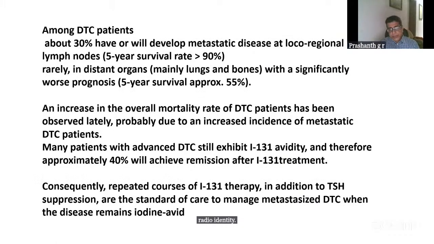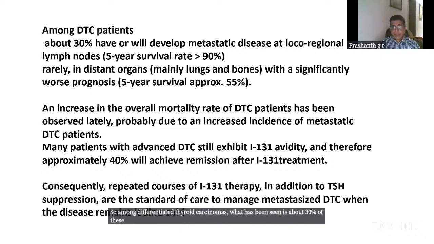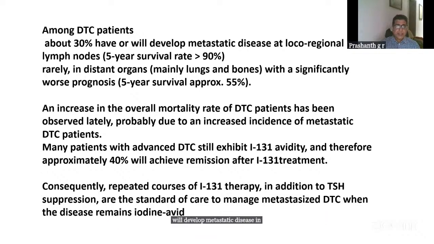So among differentiated thyroid carcinomas, what has been seen is about 30% of these will develop metastatic disease in the locoregional lymph nodes. And the 5-year survival rate is pretty good, more than 90%. And very rarely, these people develop metastasis in distant organs with a significantly worse prognosis. The 5-year survival typically would be around 55%.